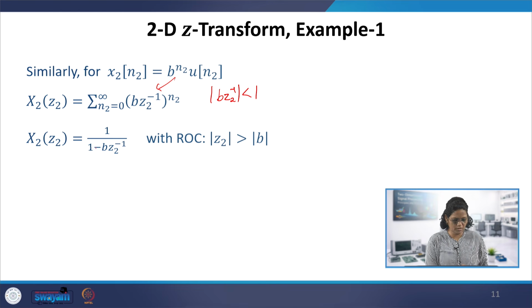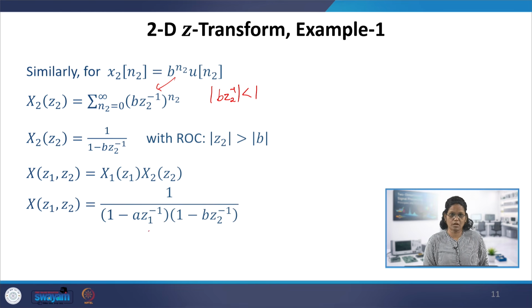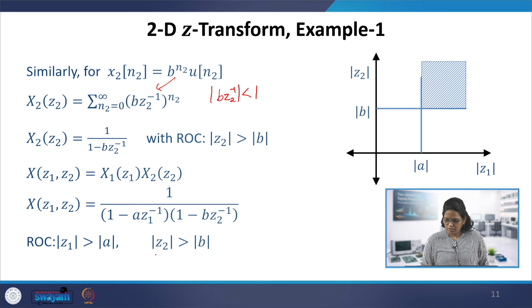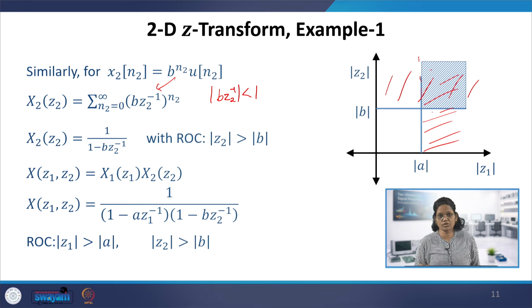The product of these two gives 1 over 1 minus a z1 power minus 1 times 1 minus b z2 power minus 1. The ROC in z1 and z2 is the common ROC, the intersection of these two. The region for the first case, z1 greater than a, results in this whole region, and the second, z2 greater than b, results in this. The common ROC, the intersection of these two, is the one here. So in z1 and z2, this region is the ROC for this case.